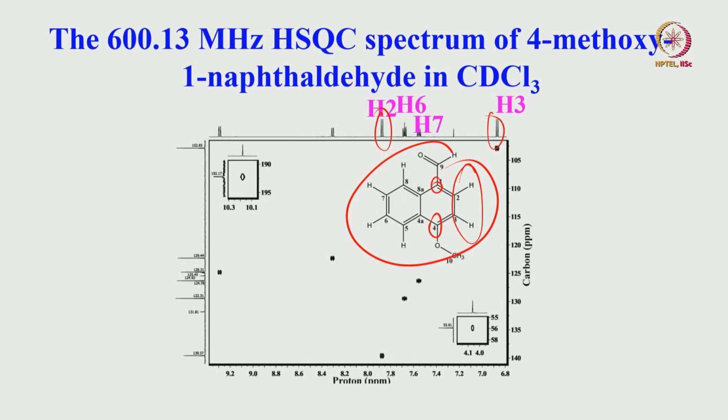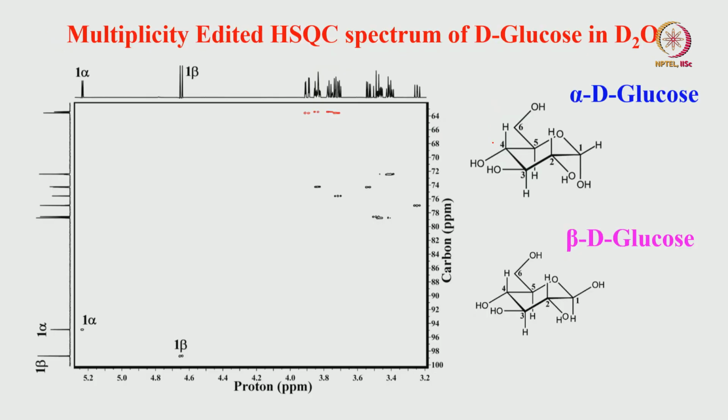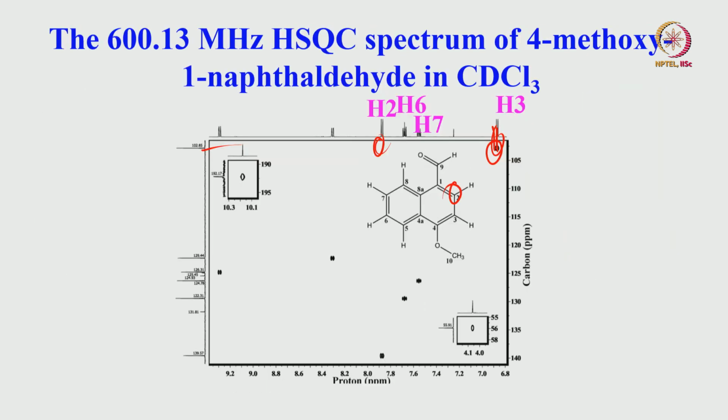Remember, this molecule we also analyzed when we analyzed the proton spectrum, the aromatic protons. From this you can see that this is the proton chemical shift and this is the carbon chemical shift. We have the knowledge of assignment from the proton spectrum. This is carbon 2, this is proton 2, this is proton 3. Similarly, for the other groups we can assign. So like this we can keep on assigning.